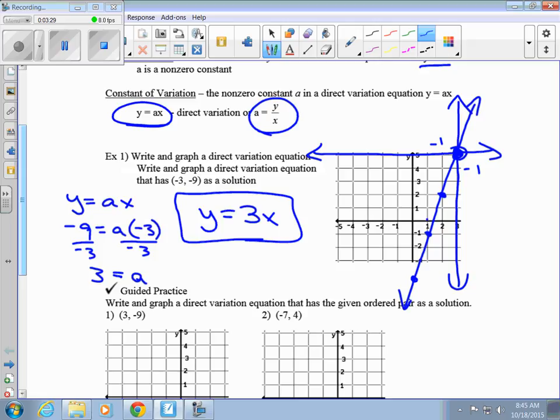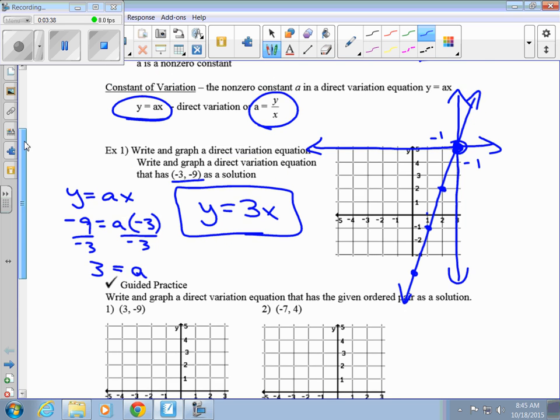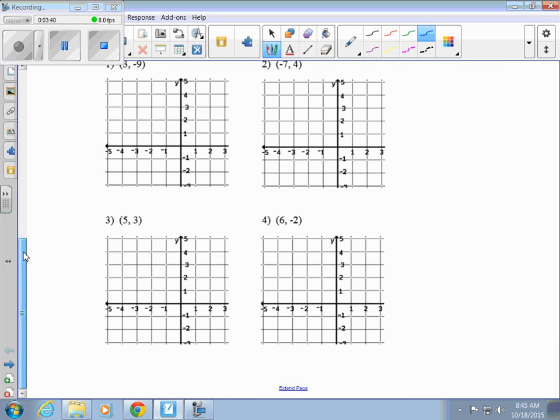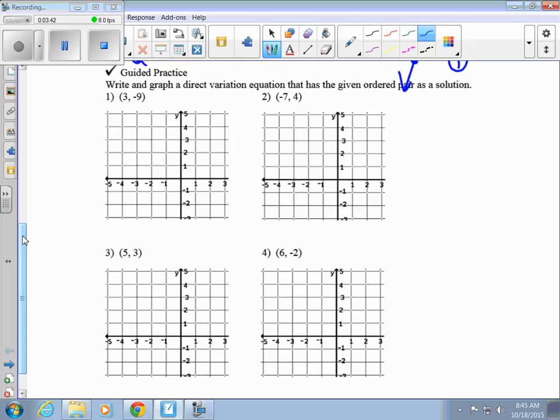So when we take this ordered pair, all we have to do is plug it into our direct variation equation, find the constant of variation, and graph it. Below here in the guided practice questions, we have 4 of them. Go ahead and just graph a couple of them. You don't need to do all 4. Take a couple minutes to do those. Hit pause on the video, and you can hit play when you're ready to move on.